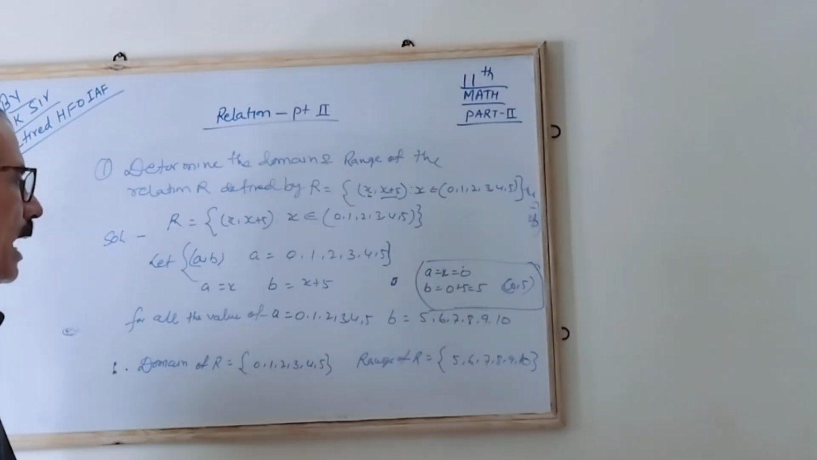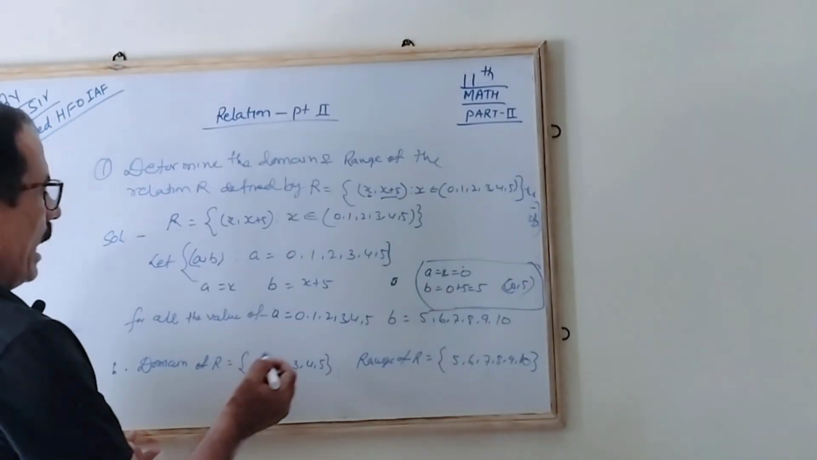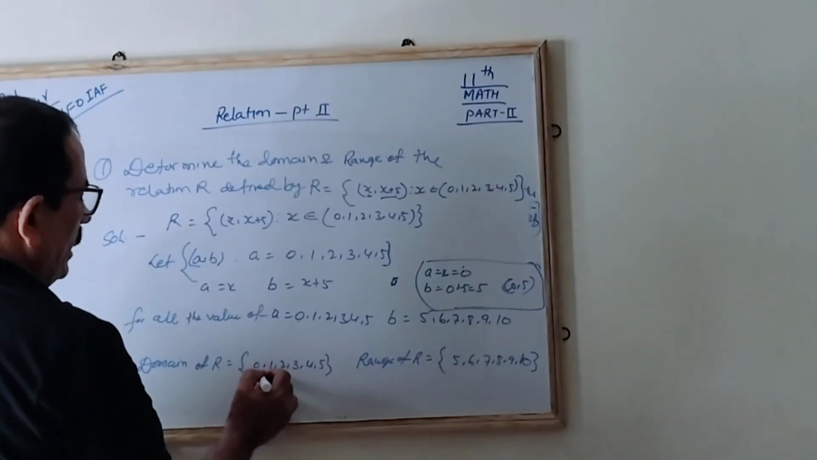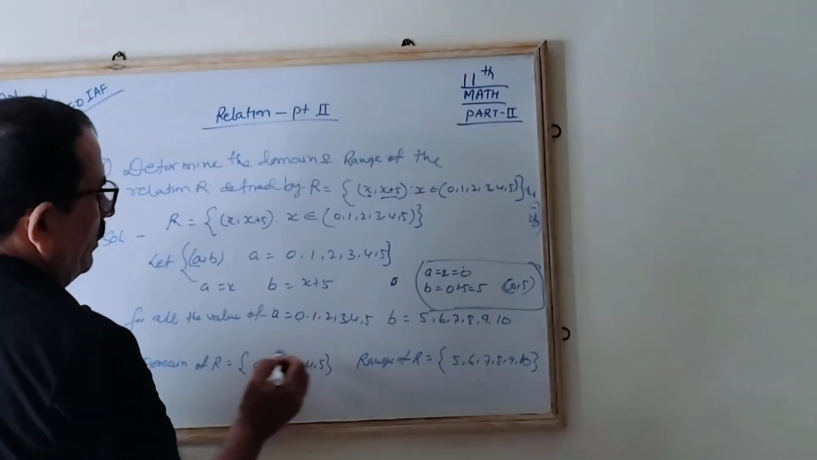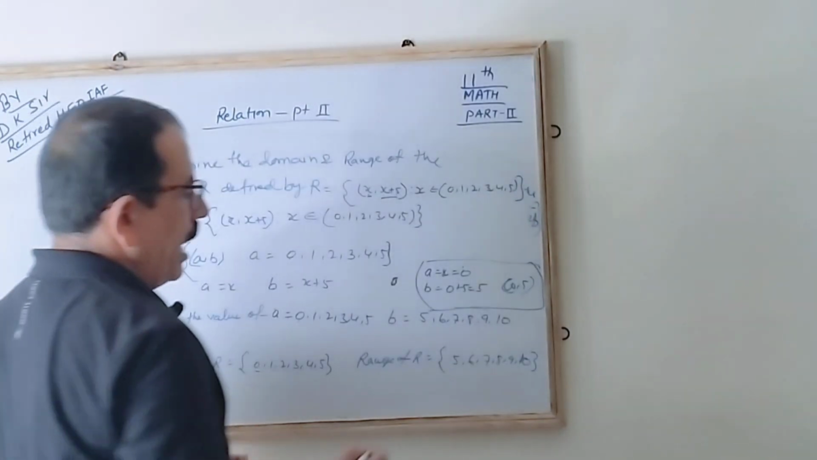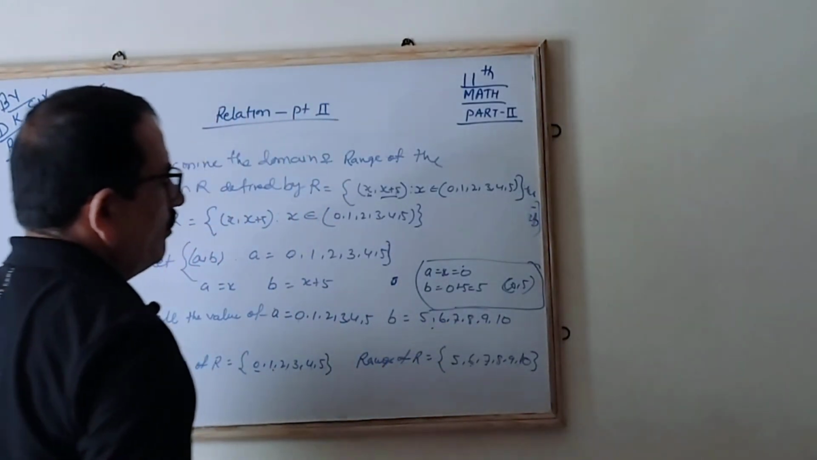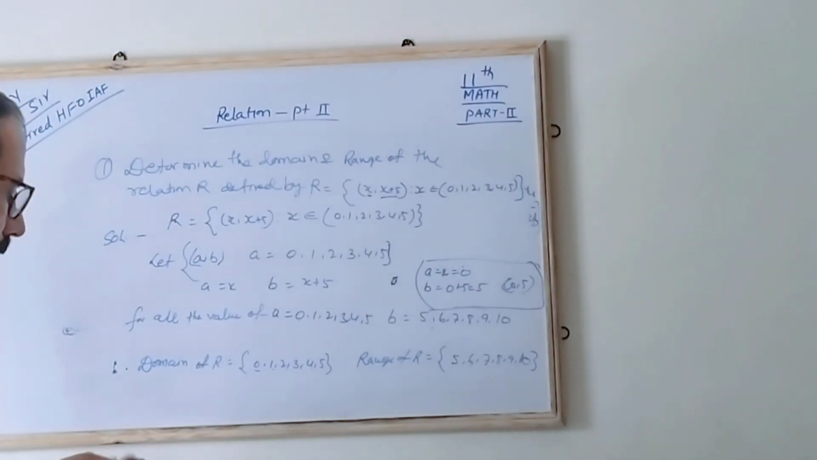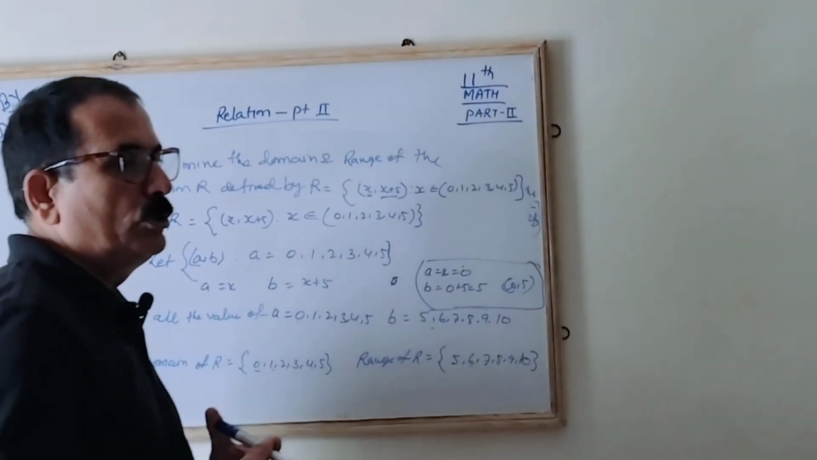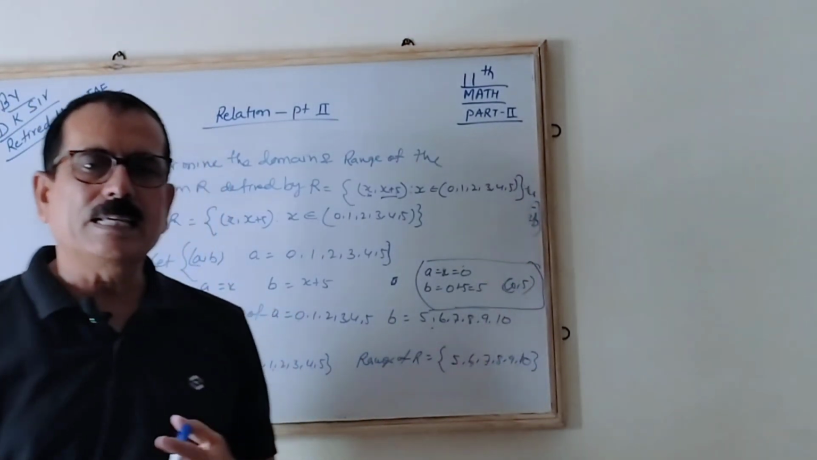Then the domain of R will be all the first elements: 0, 1, 2, 3, 4 and 5. Correct? And the range of R will be 5, 6, 7, 8, 9 and 10, the second elements of the pairs. I think you should be able to do the next exercise.